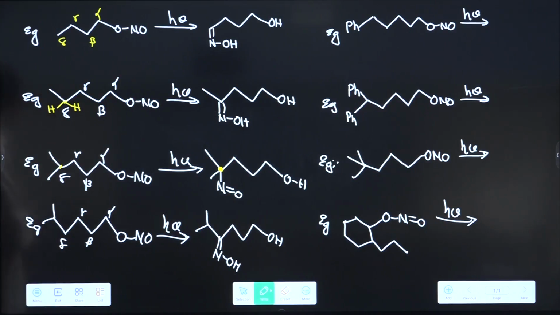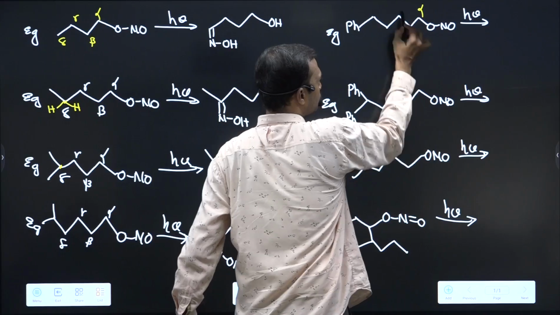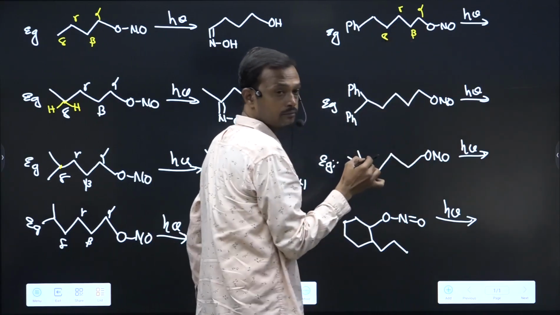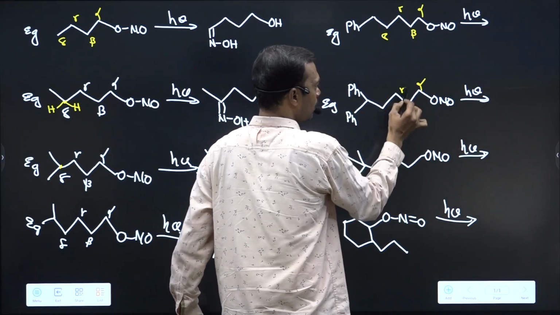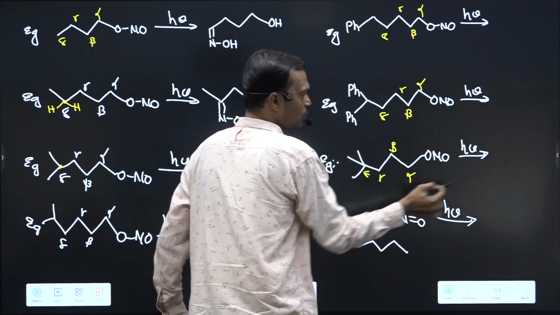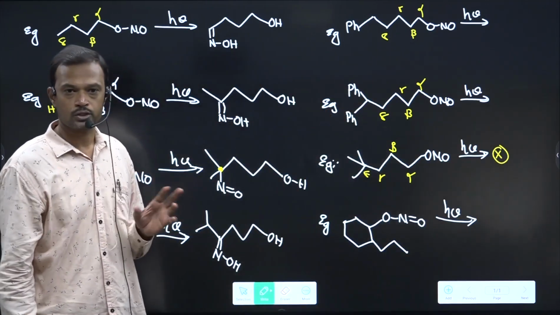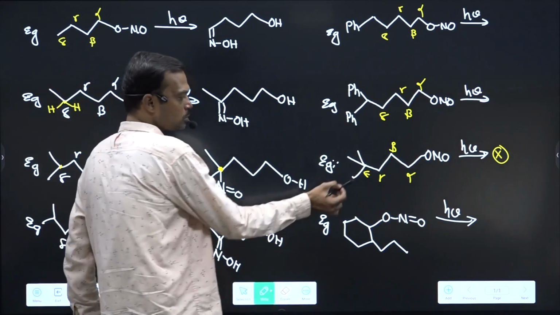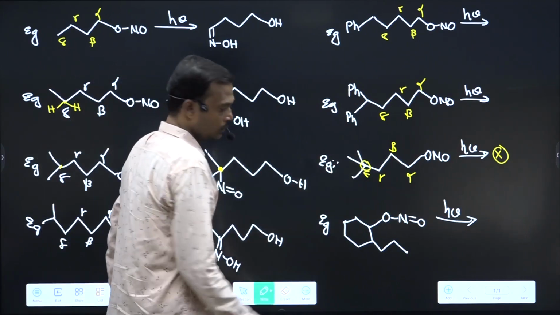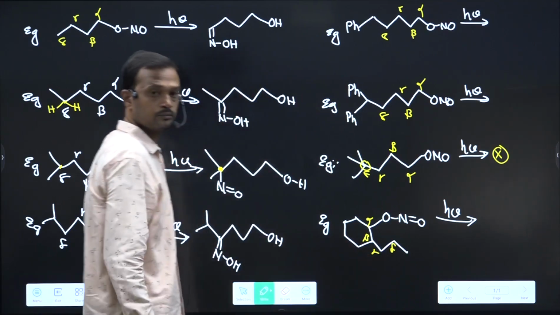Try to count the numbering from the nitrite as 1. See, 1, 2, 3, 4, delta. Here alpha, beta, gamma, delta. The delta carbon has no hydrogen, so no reaction in this one. If there is no hydrogen, there is no reaction. Barton reaction is not possible if the delta carbon has no hydrogen. Now this is 1, 2, 3, 4. Use this hydrogen.